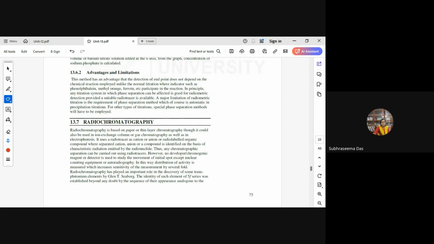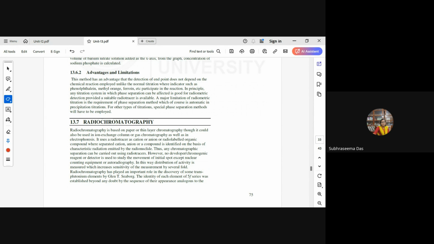Now comes radiochromatography. Radiochromatography is based on paper or TLC, that is thin layer chromatography, though it could also be used for ion exchange column or gas chromatography, as well as in electrophoresis. Here, a radio tracer as a cation or an anion or a radio labeled organic compound is used. Thus, any chromatographic separations can be used using radio tracers.